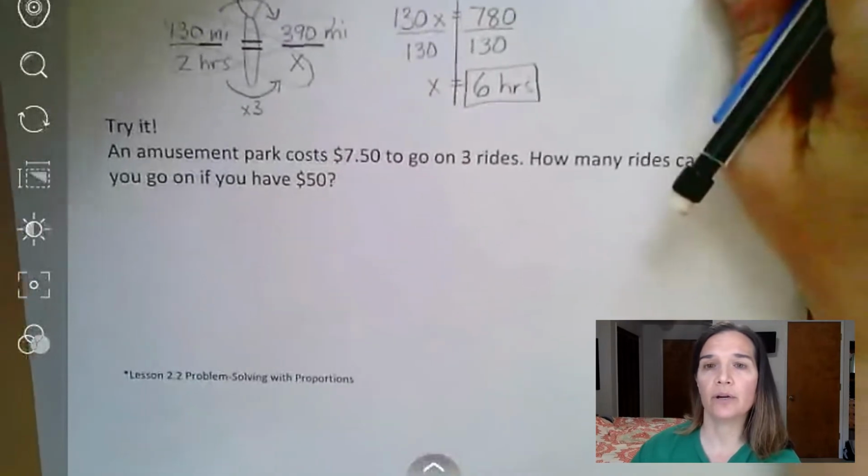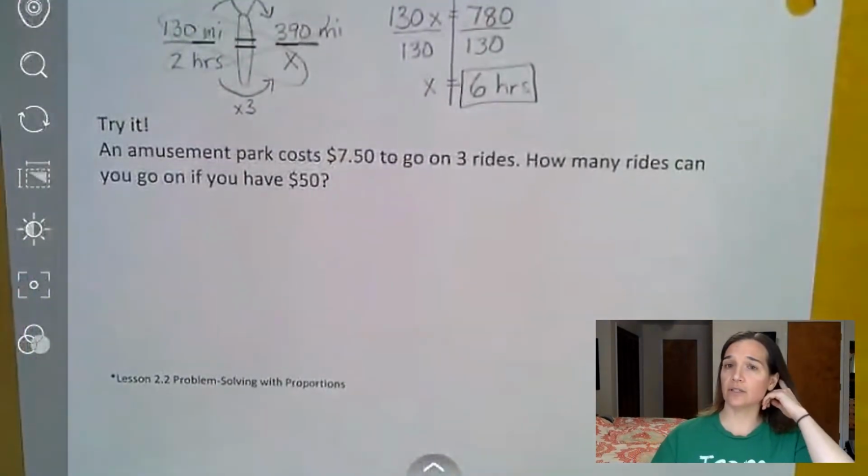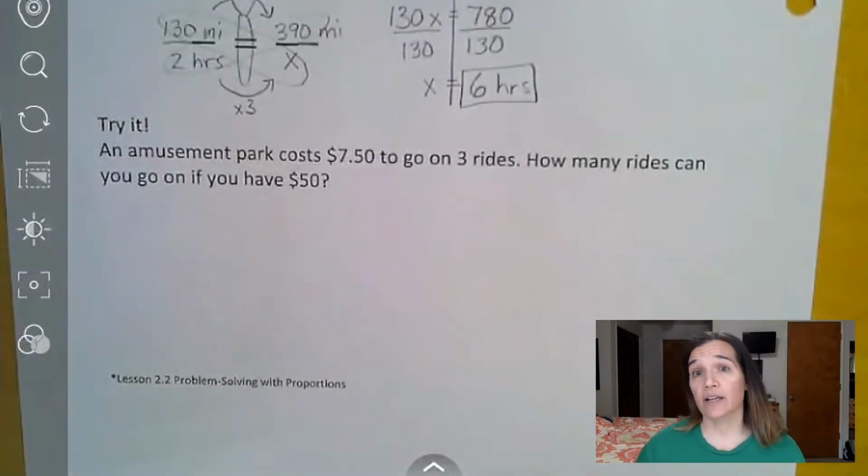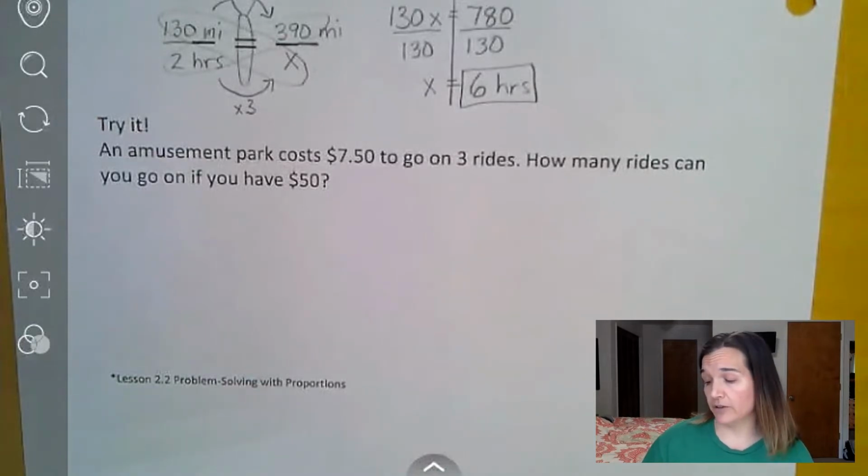We've got an amusement park. It costs $7.50 to go on 3 rides. How many rides can you go on if you have $50?